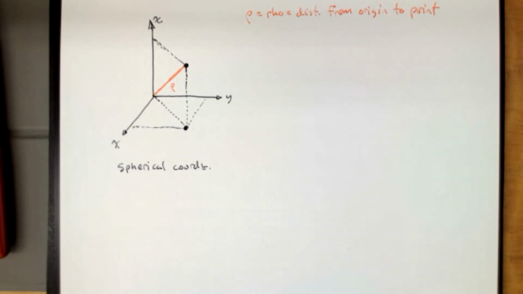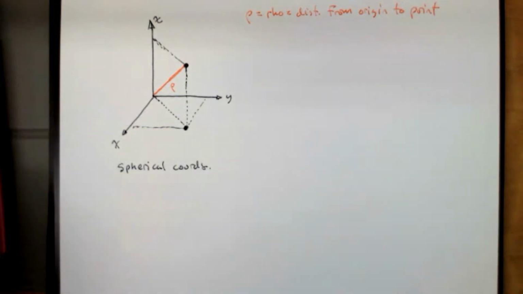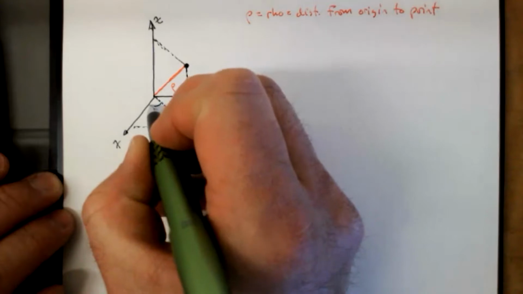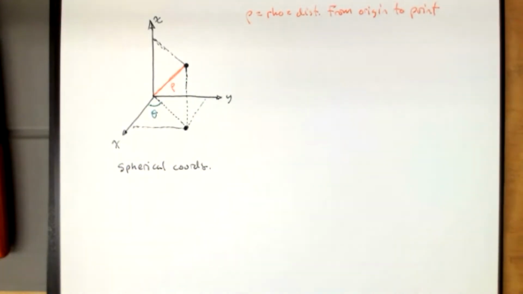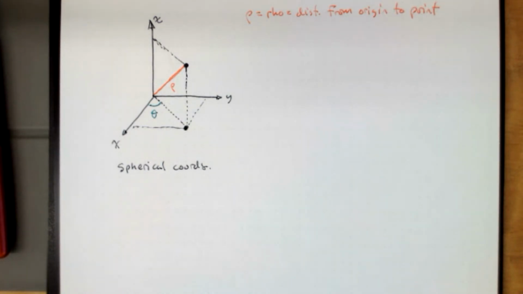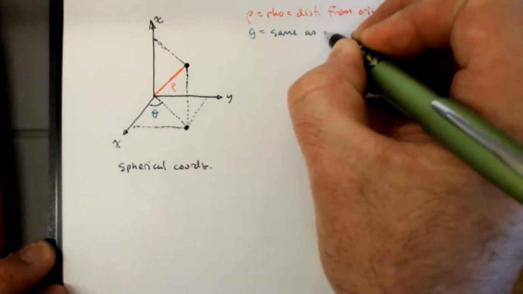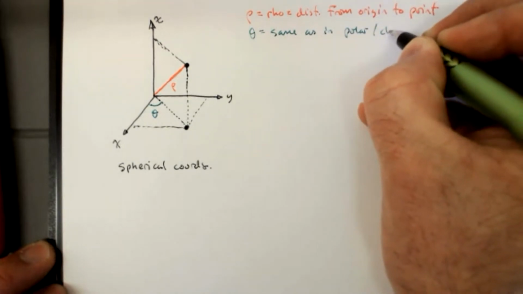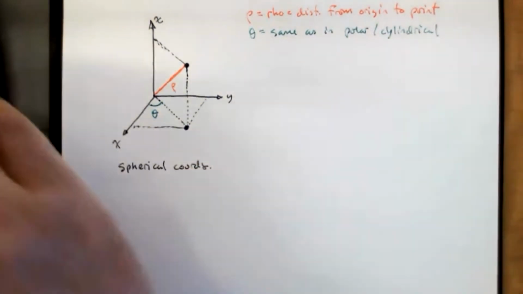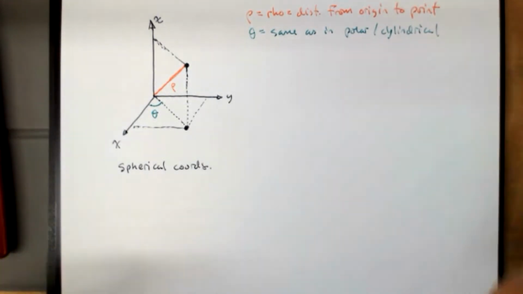Now we're going to use two angles, one of which we're familiar with. The angle theta is the same angle theta that we had. The angle theta is still the angle from the positive x-axis rotated towards the positive y-axis to a point underneath the point that we're concerned with. So theta is still the same as in the polar or the cylindrical coordinates.